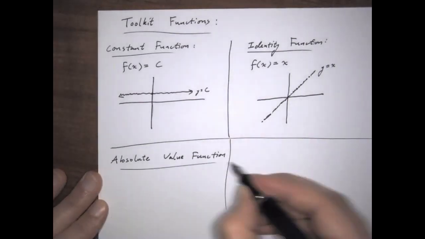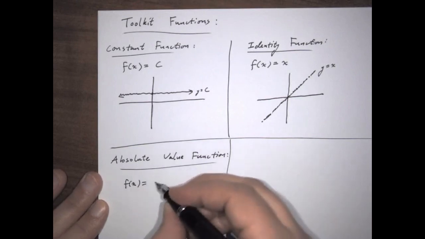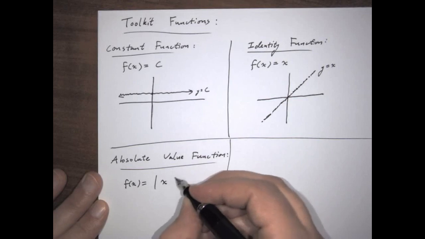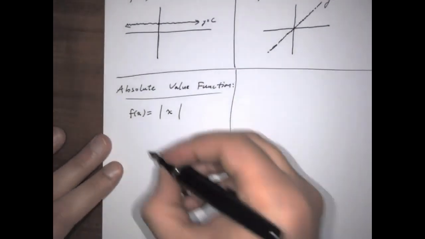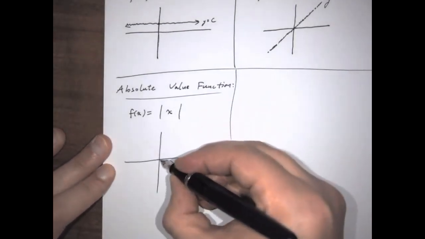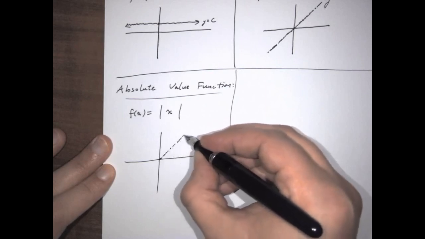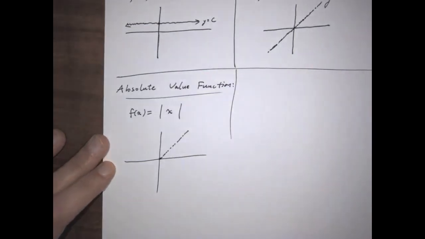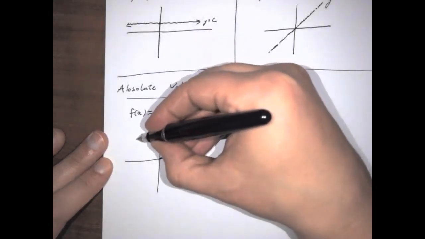And the way that looks is f of x equals the absolute value. So that looks like parentheses, but just straight bars. And then the graph of this, when x is positive, the absolute value just gives you the same old value again. So it's nothing special there. But when x is negative, it gives you the positive version of that.